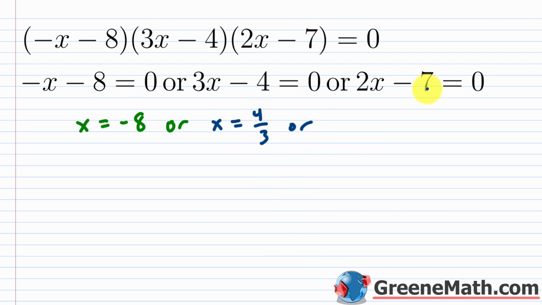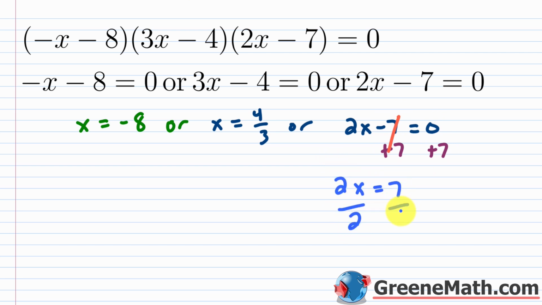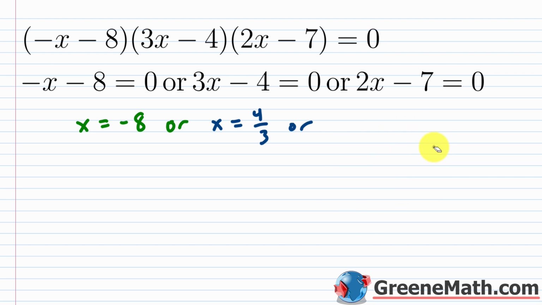Then or, this one right here, you have 2x minus 7 is equal to 0. Let's add 7 to both sides of the equation. We'll cancel this, and we have 2x is equal to 7. Divide both sides of the equation by 2. And you're going to get x is equal to 7/2. So let me erase this and put x is equal to 7/2.